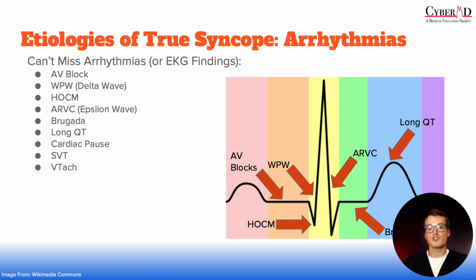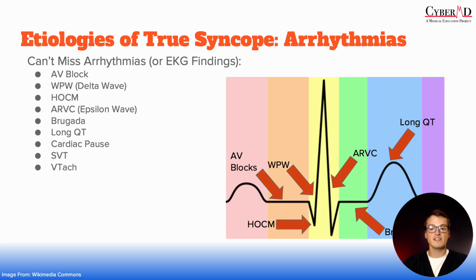Let's start first with AV block, a condition that's characterized by an impaired conduction between the atria and the ventricles. It's categorized into 3 degrees. First degree, where there's a prolonged PR interval greater than 200 milliseconds with no dropped beats. Second degree, which is going to be further divided into Mobitz type 1 or Wenckebach and Mobitz type 2.